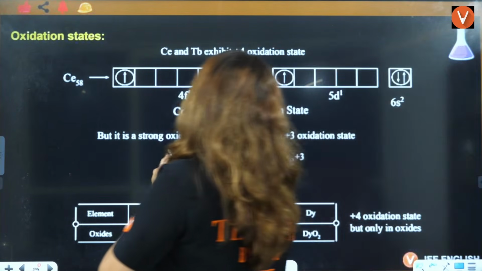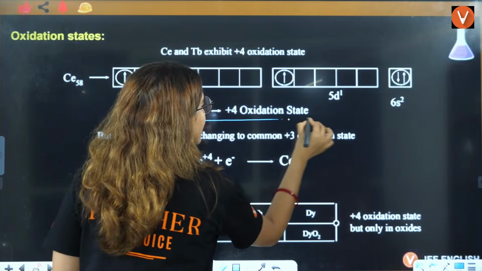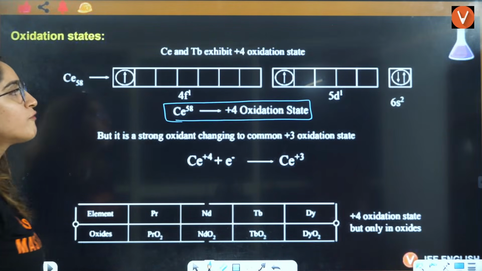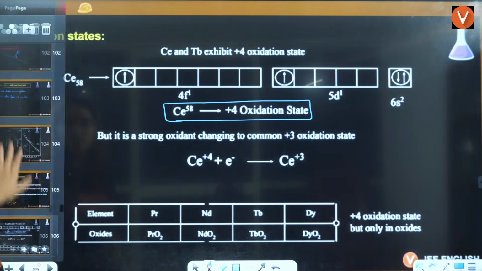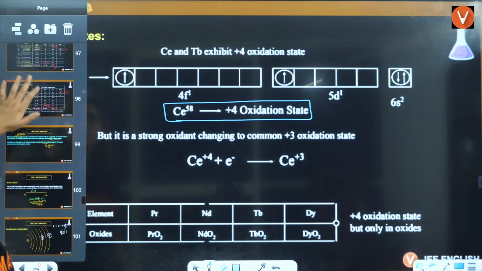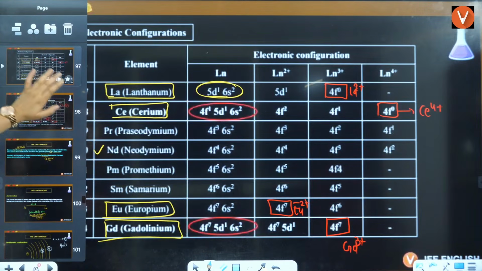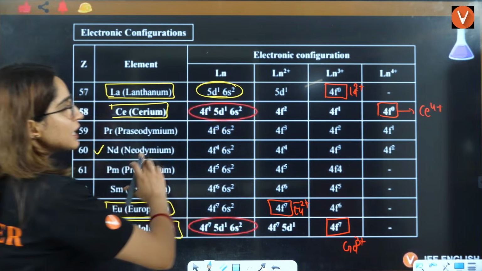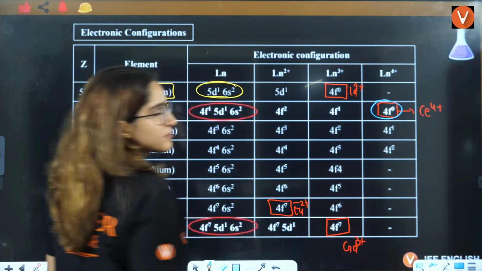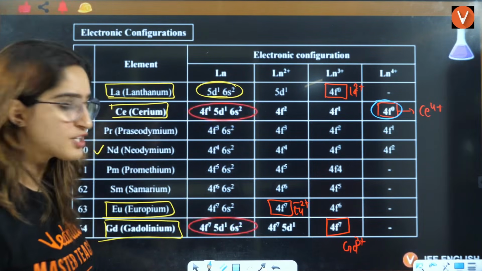So if you see cerium, that exists in the +4 oxidation state. Now, why does it exist in the +4 oxidation state, guys? Let us go through this here, right? If you see cerium here, where is cerium? Yeah, this is cerium. Cerium in +4 oxidation is f0. It is a stable configuration.